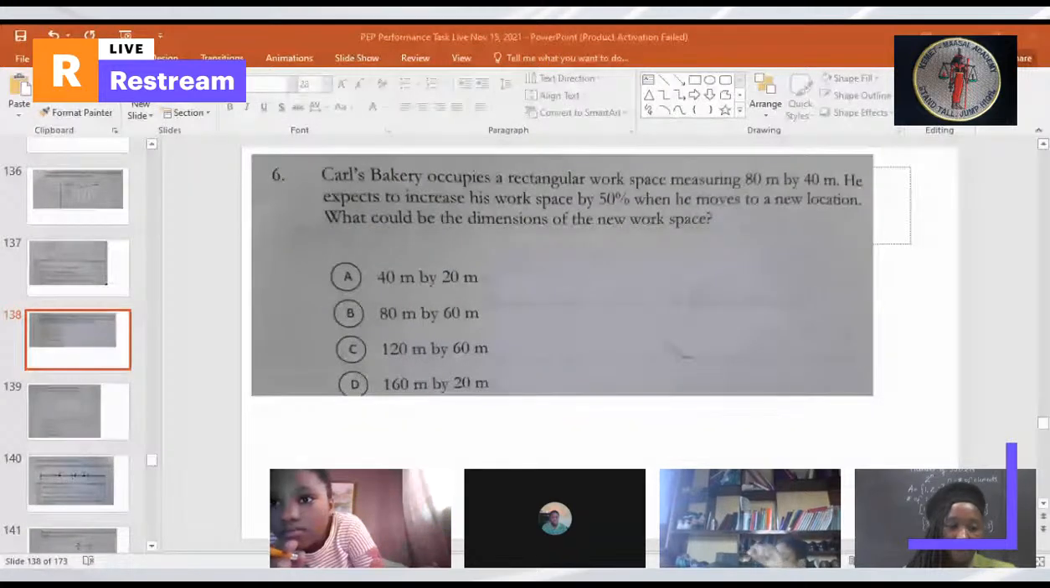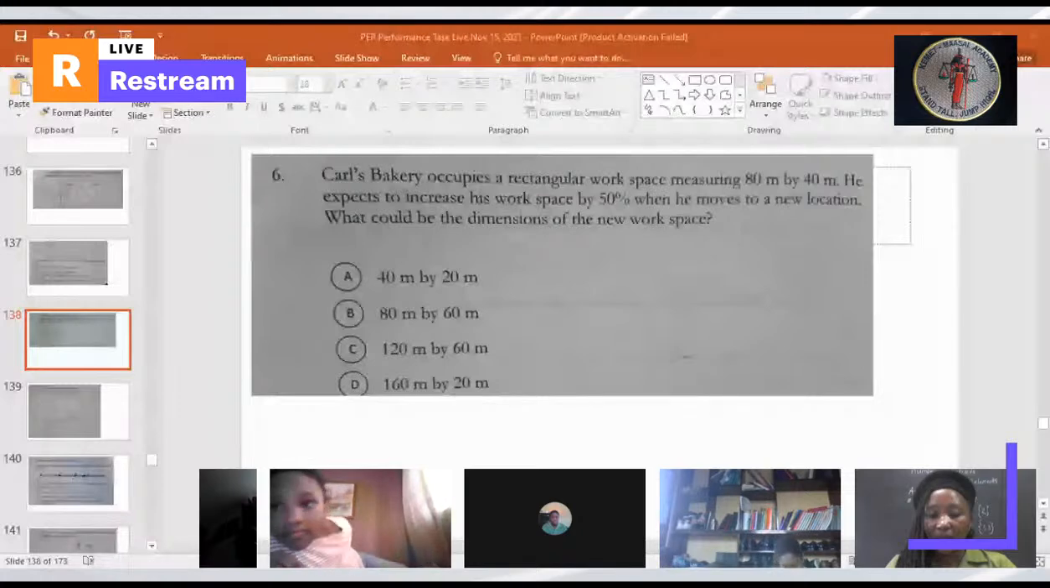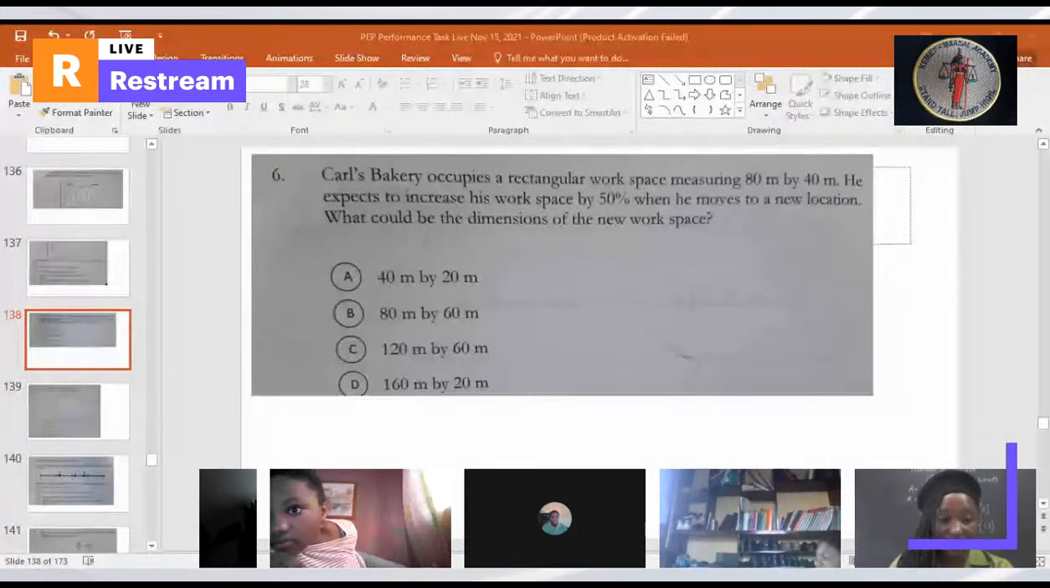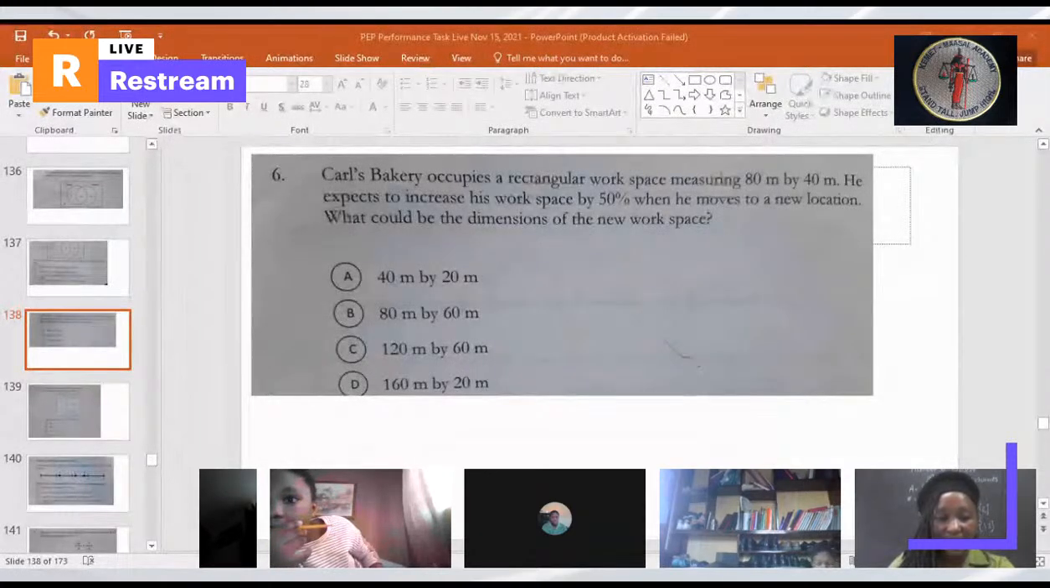You understand? So we need to first work out the original area, the length times the width, and half of that, which is 1,600, and add it back to the space. So the new space should have an area of 4,800 meters square. So we have to find which dimensions given multiply to give 4,800. And you are correct, John. It is B, 80 meters by 60 meters.